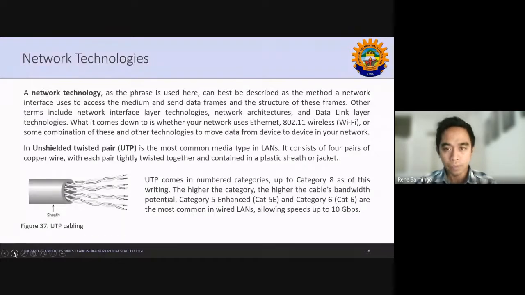This technology has been there for quite some time, since the 1990s. This is unshielded twisted pair. It's the common media type used in local area networks, and it consists of four pairs of copper wire, each pair tightly twisted together and contained in a plastic sheet or jacket.